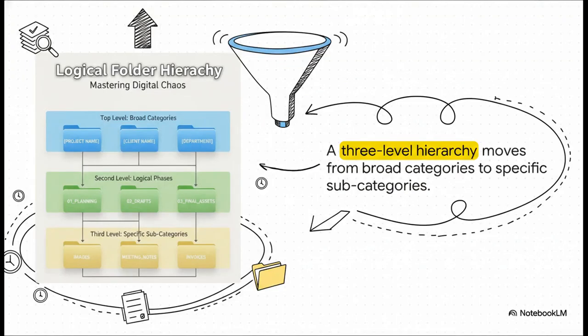The best way to think about it is like a funnel. You start really broad at the top level, maybe with a client name or a big project. Then you narrow it down into logical phases, like 01 planning, 02 drafts, and 03 final assets. And then that third level is where you put the specific stuff, like images or invoices. See? Every single file now has a clear, intuitive home.